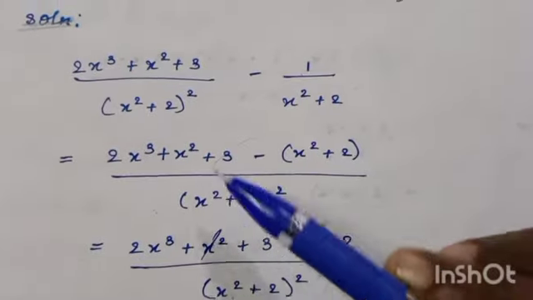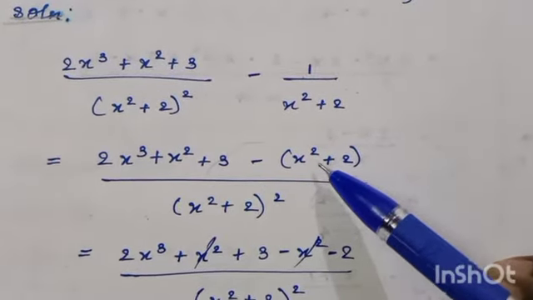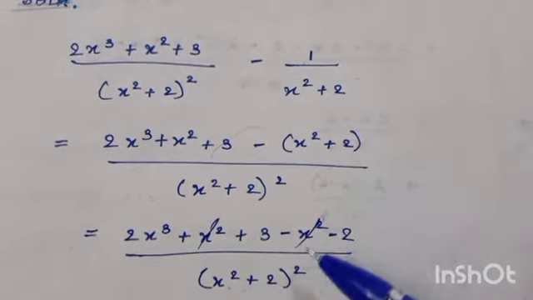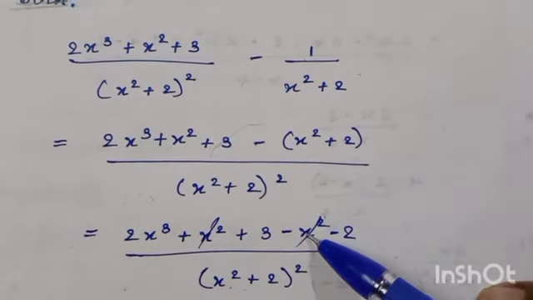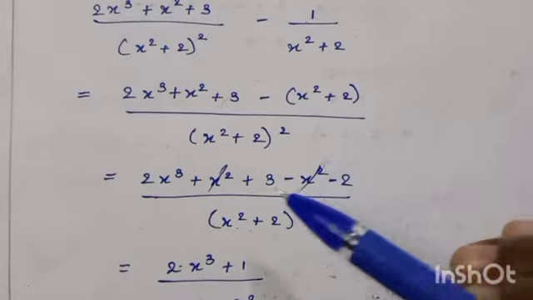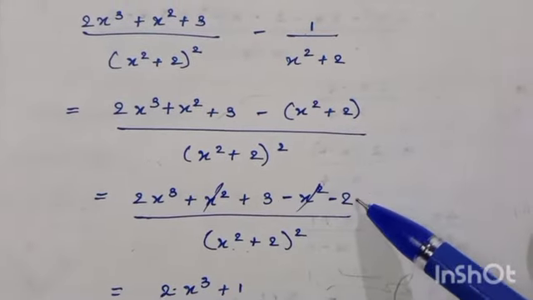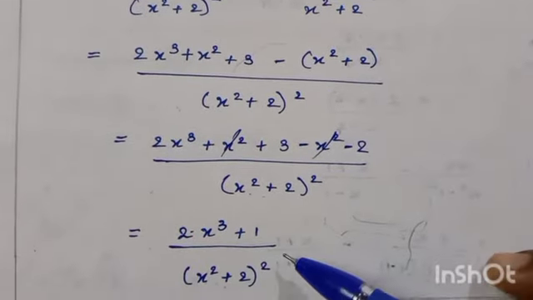So now, 2x cube plus x square plus 3, this minus, you have to take inside, that is minus x square minus 2. Minus into plus is minus 2. Whole divided by (x square plus 2) whole square. Plus x square minus x square cancel. After cancelling, we have 2x cube, and you simplify these two constant terms, 3 minus 2, that is plus 1. Whole divided by (x square plus 2) whole square.